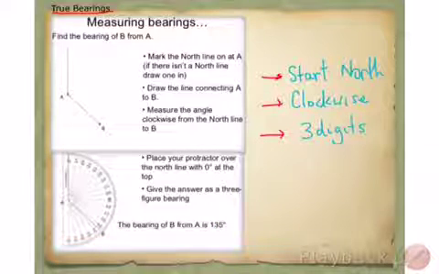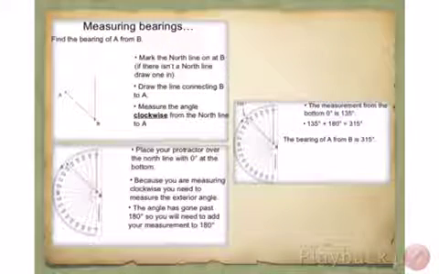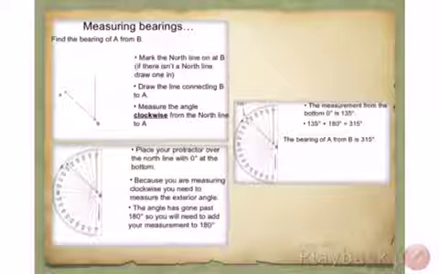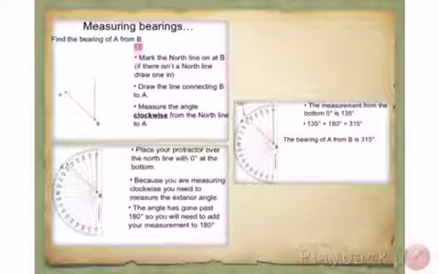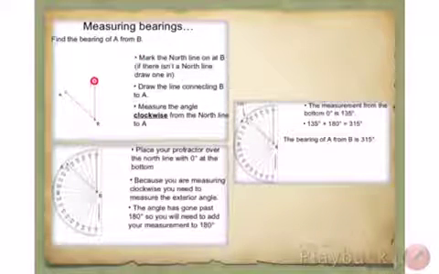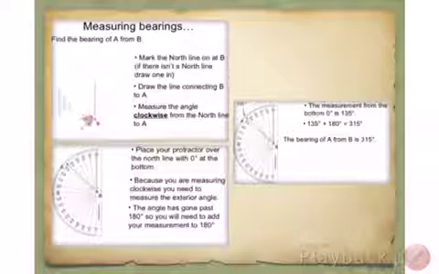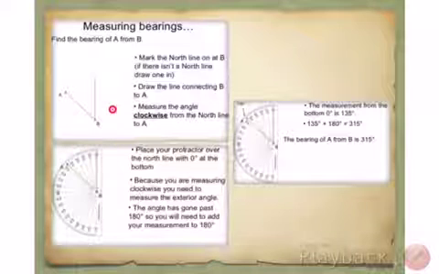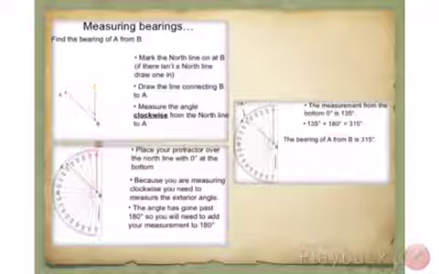The last example is just a little bit more complex because it's the whole way around, because remember you have to go clockwise. So this is: find the bearing of A from B. So we're starting at B, so because I'm starting at B, that's where I draw my north line. And then I want to connect my line from B to A, so that's to show me my actual angle. Measure the angle clockwise from north line to A, so I know all this is 180 degrees already, so I now need to work out how much more I've gone.